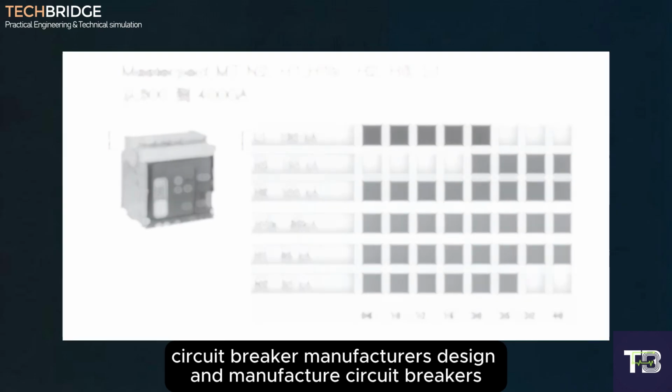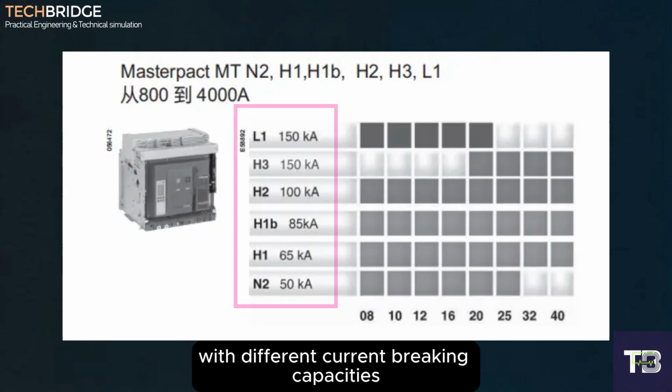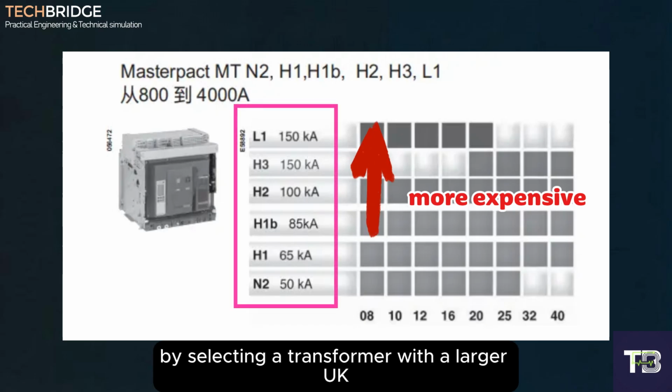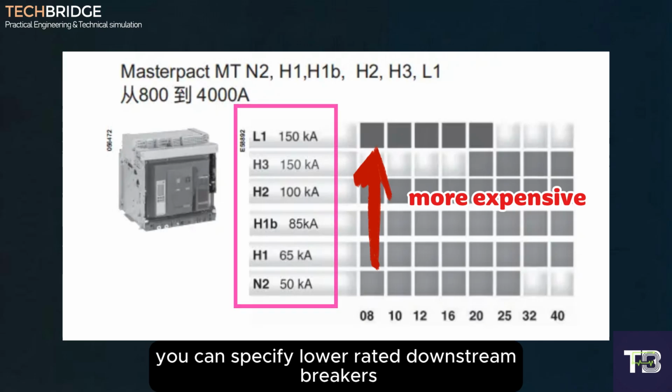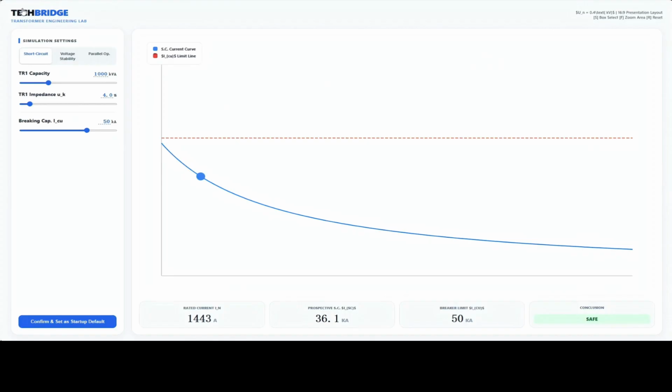Circuit breaker manufacturers design and manufacture circuit breakers with different current braking capacities. Higher braking capacity breakers are significantly more expensive. By selecting a transformer with a larger UK, you can specify lower rated downstream breakers, significantly reducing hardware costs.